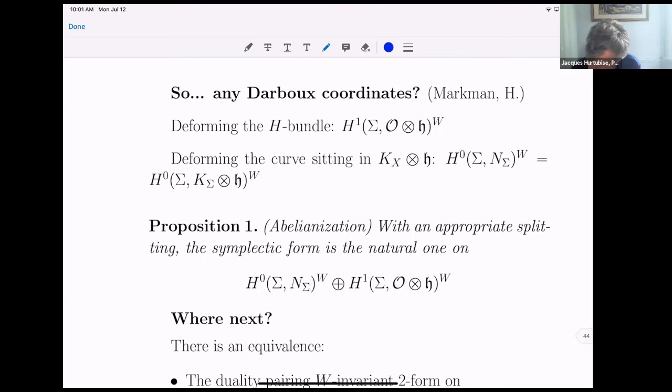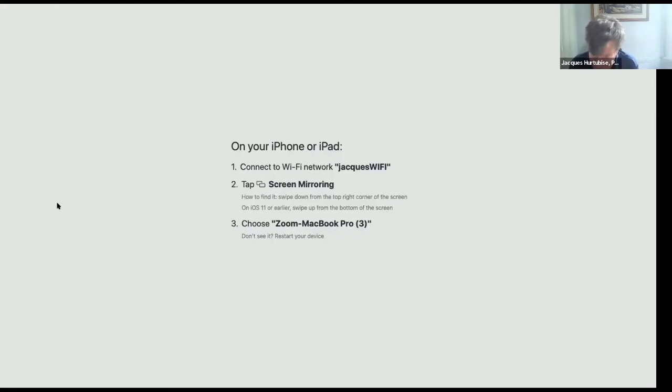And deforming the curves will give you an equivariant section of the normal bundle. But your normal bundle is just sitting inside the canonical bundle tensored with the Cartan. And so again, with some splittings that you can make fairly geometric.